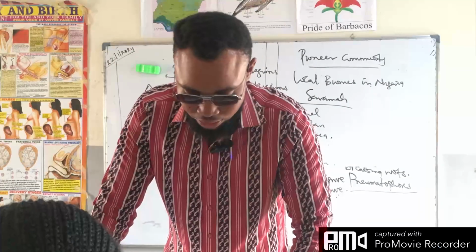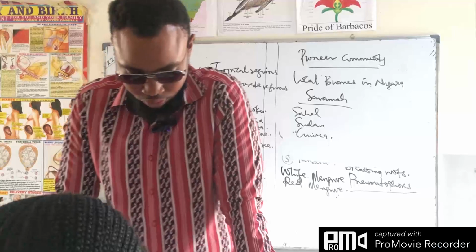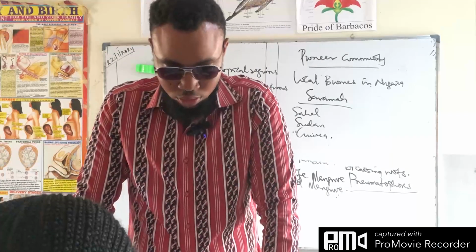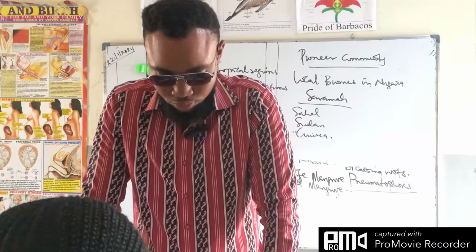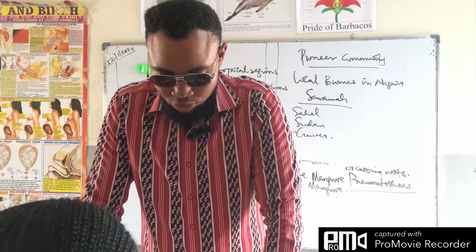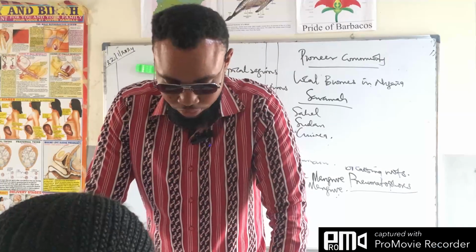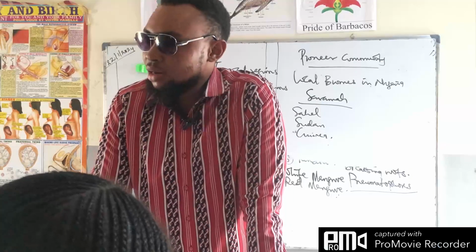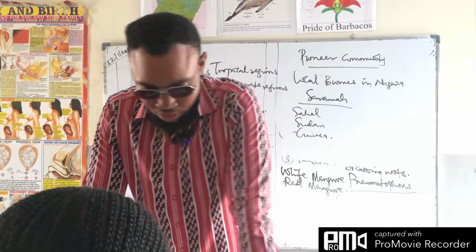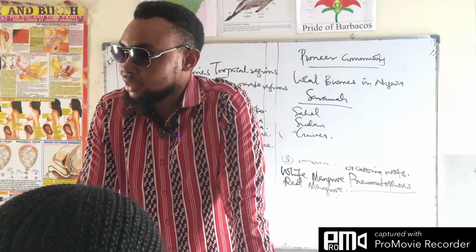The next one is Sudan savanna. Sudan savanna is in Kano, Borno, Sokoto, Bauchi states. And the Sahel savanna is found along the Lake Chad.